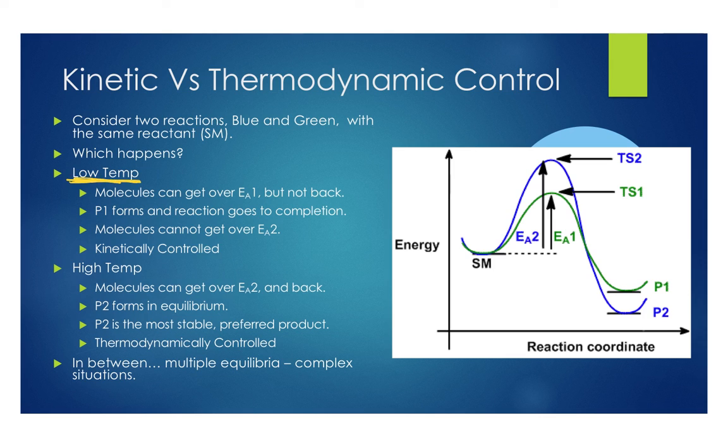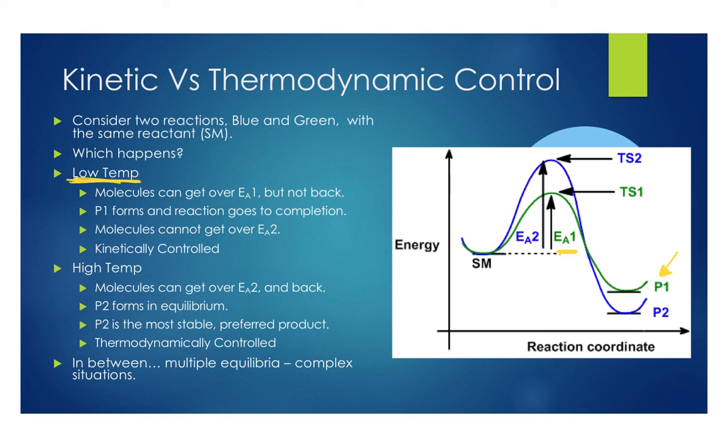So at a low temperature, molecules are moving but not super fast. So which hump can they get over? It's more likely they're going to get over activation energy 1, but they're not going to be able to get back. So P1 forms, the reaction goes to completion. Molecules cannot get over EA2, so this one would be kinetically controlled. So at a low temperature, this reaction would form product number 1.